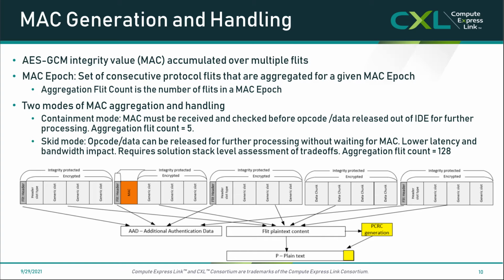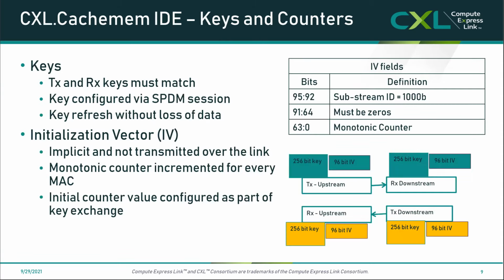Right. So I'll take the monotonic counter question, maybe, just so that it's clearer what I was talking about. Let me find the slide. Okay, so the monotonic counter is used as part of the IV construction. So when you look at AES-GCM, the IV is updated every time a MAC is transmitted.